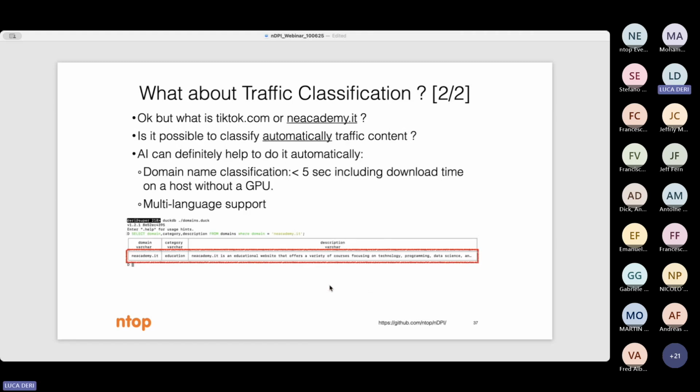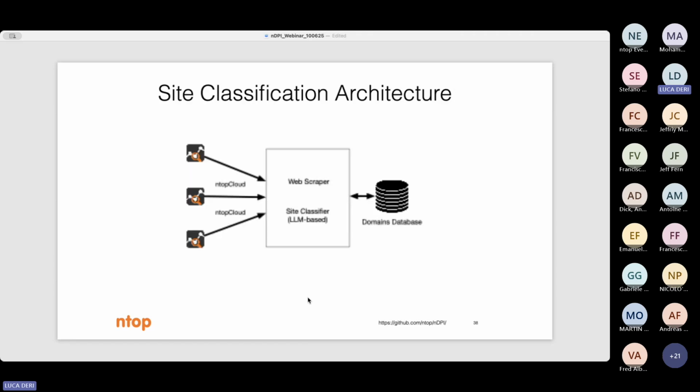So what we are doing, this is an experiment. We are creating our testing environment. So we are scanning the internet, crawling the internet to extract data out of our domain names. So for instance, tiktok.com. We download the data, we classify this with a GPU, with a large language model, and we report the type or the description of a certain site. So in essence, this is the picture.